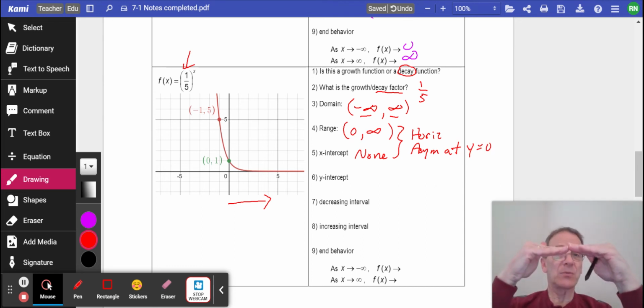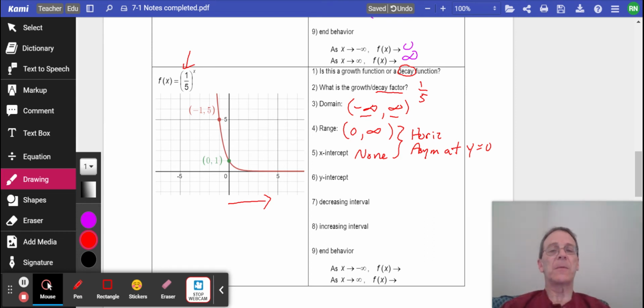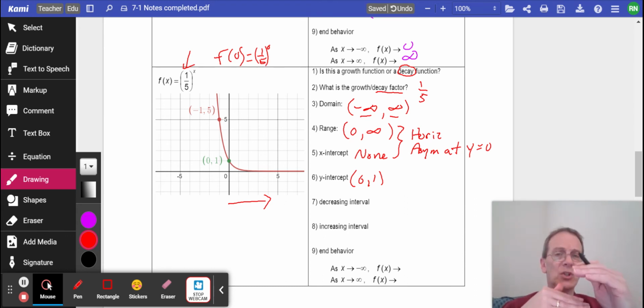Now, again, that horizontal asymptote can shift. We can shift the whole function and the asymptote up or down a little bit, but there will always be an asymptote. The y-intercept, again, is at (0, 1). If we put 0 in for x, what's f of 0? It's 1/5 to the 0 power, and anything to the 0 power is 1. So this goes through (0, 1) again. Now, again, we can shift this whole function up and down, left and right, so it won't always have a y-intercept of (0, 1), but in this case, it does.